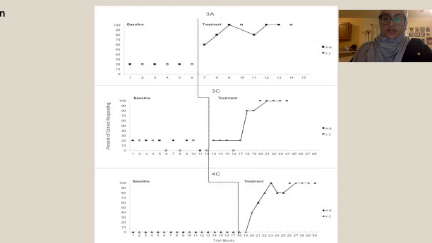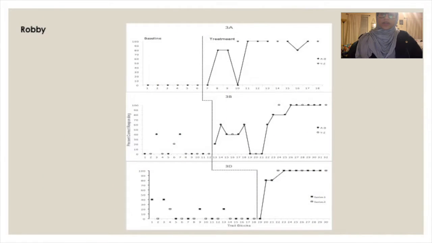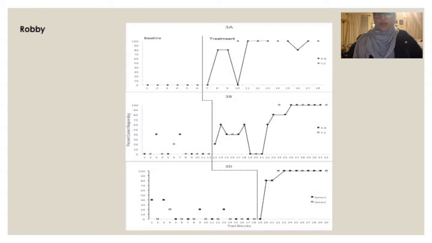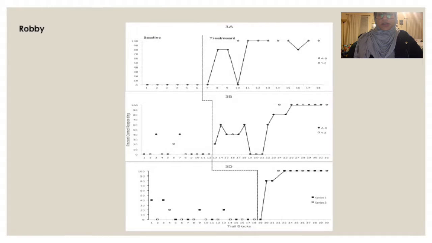This graph is a visual representation of Robbie's performance across 3 PEAK-T programs. Again, on the x-axis, we have the number of trial blocks, and on the y-axis, we have the percent correct responding. For the first program, 3A, comparison bigger and smaller, the training trials are represented by the filled-in diamonds, and the test trials are represented by the open diamonds.